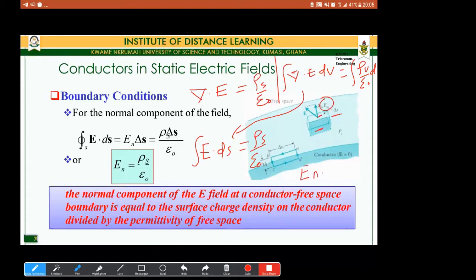E_n delta S will be equal to what? Rho S over epsilon naught, also times what? This dS here will also be what? Delta S. So that delta S will cancel out, and then you simply have what? E_n equals rho S over epsilon naught. Therefore, in summary, at the boundary between a conductor and free space, the tangential component is zero, but the normal component is equal to what? Rho S divided by epsilon naught.